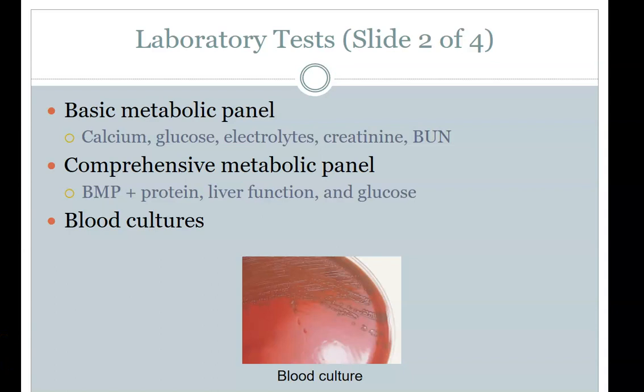The comprehensive metabolic panel is a set of 14 blood tests that add protein and liver function tests to the BMP. Glucose is also measured with a different method than in the basic panel. Blood cultures are blood samples that are submitted to propagate microorganisms that may be present. Cultures may be indicated for bacteremia or septicemia, or to discover other pathogens such as fungi, viruses, and parasites.